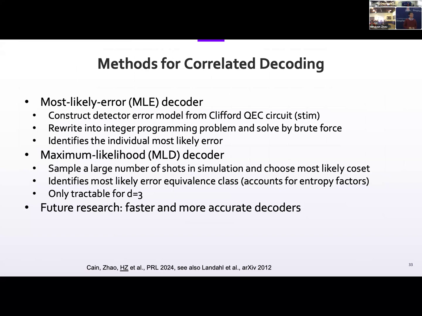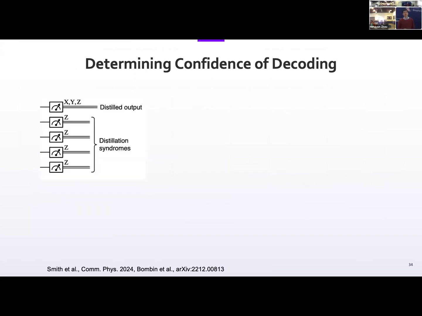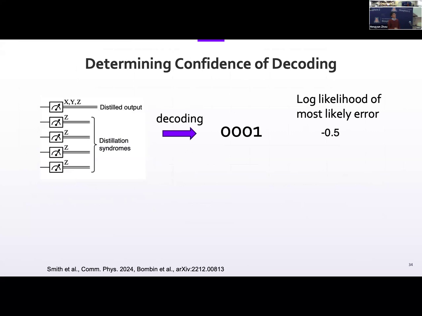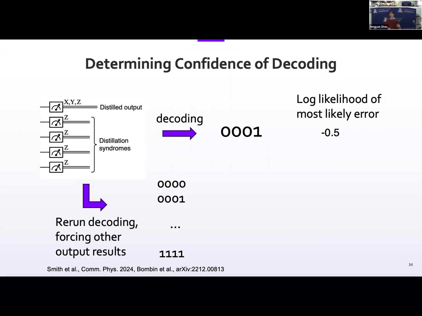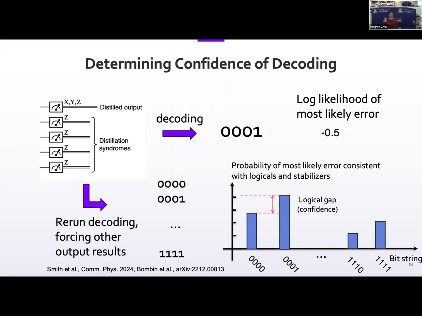Earlier on, I said there's this opportunity to also use these stabilizer results to further improve the reliability and confidence of decoding. So how do we determine the confidence? One example: we had the circuit over here, we run our decoding, we decide that the measurement results on these 4 qubits are 0001, and we have some likelihood. But then we can rerun the decoding and just force other outcomes. That gives us a comparison of what the most likely error for each of these configurations is. And essentially, by looking at the gap to the second one, we have a rough sense of how confident we should be about our assignment.